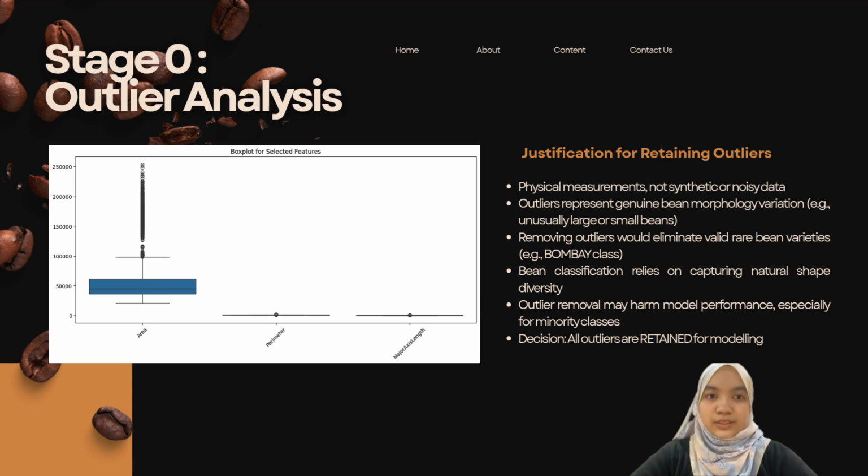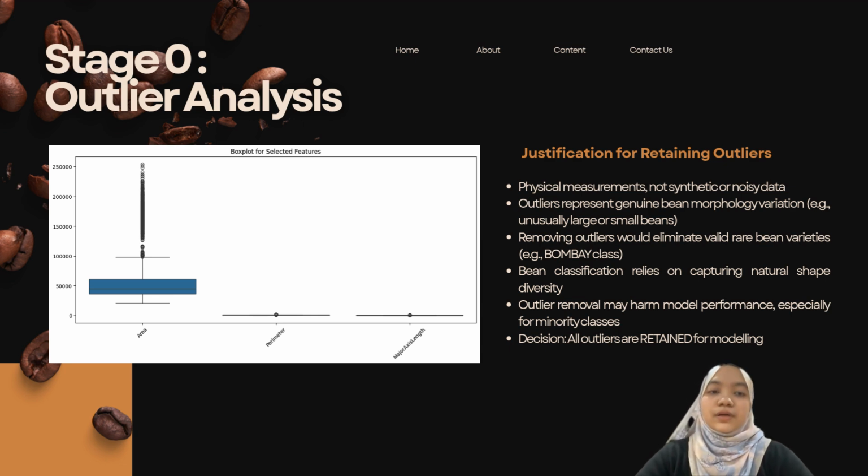For outlier analysis, we used box plots to identify extreme values within the dataset. We observed several outliers in features such as area, perimeter, and major axis length. However, after analysis, we decided to retain all outliers for modeling.